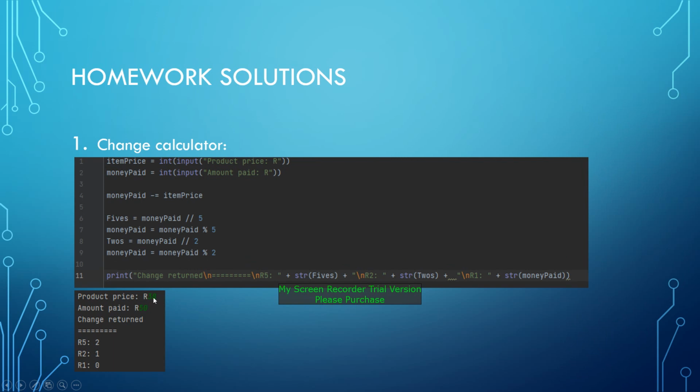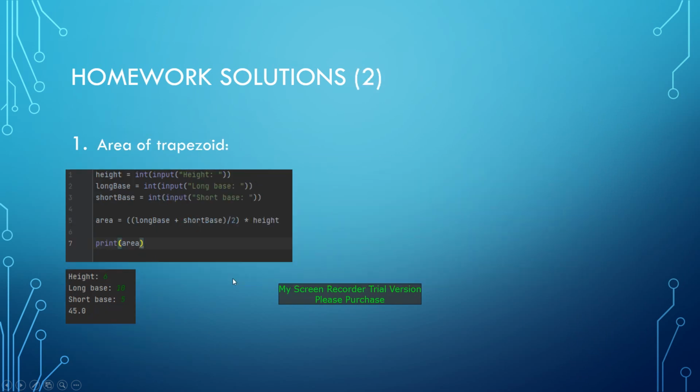So let's take, for example, the product cost us 38 rand. We paid with a 50 rand. So the change returned will be 2 5 rands and 1 2 rand. So we will get the amount of 12 rand as change. So it gives us the most efficient solution to returning change. 2 5 rands will be 10 rand, and that 1 2 rand will add up to 12 rand. Right, with no 1 rands for this specific example.